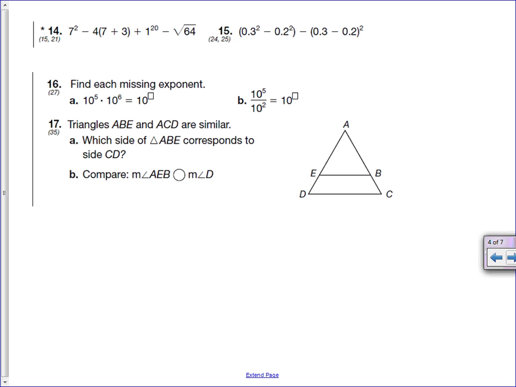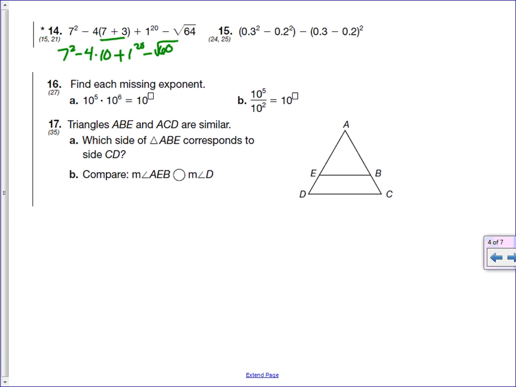Number 14, 7 squared minus 4, and then in parentheses 7 plus 3 plus 1 to the 20th minus the square root of 64. So the first thing that you do is parentheses, according to Please Excuse My Dear Aunt Sally. So we'll do this stuff first. So we would have 7 squared minus 4 times 7 plus 3 is 10, plus 1 to the 20th minus the square root of 64.